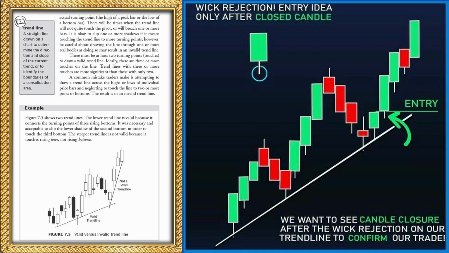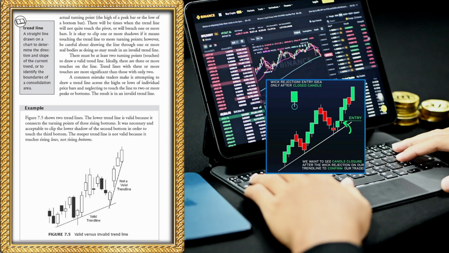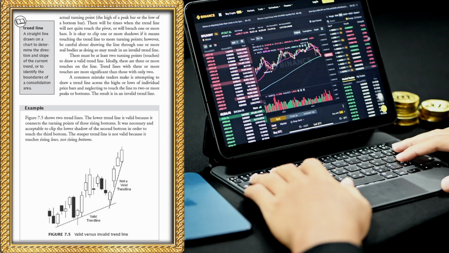Ideally, there are 3 or more touches on the line. Trend lines with 3 or more touches are more significant than those with only 2. A common mistake traders make is attempting to draw a trend line across the highs or lows of individual price bars and neglecting to touch the line to 2 or more peaks or bottoms. The result is an invalid trend line.